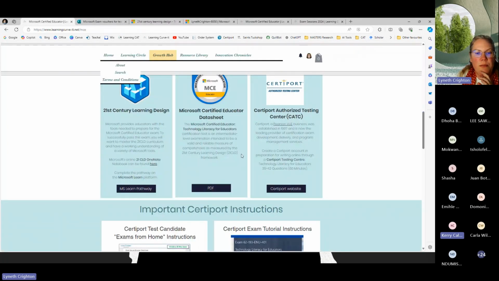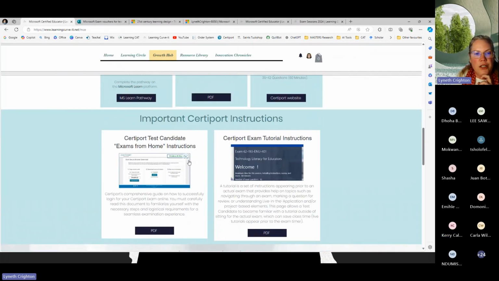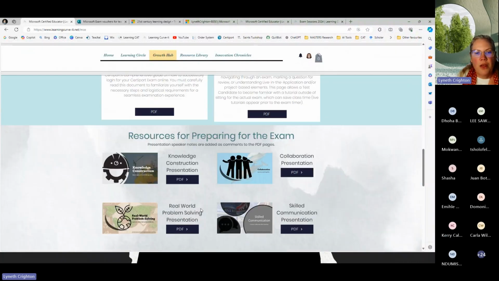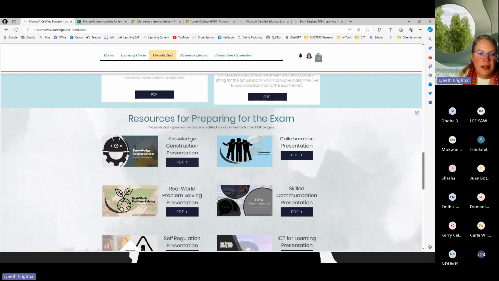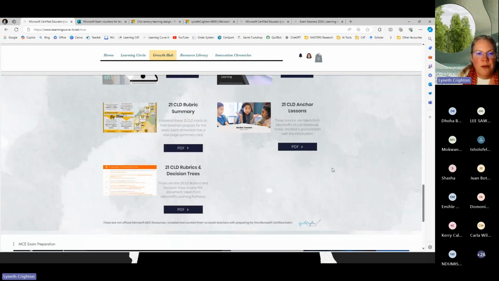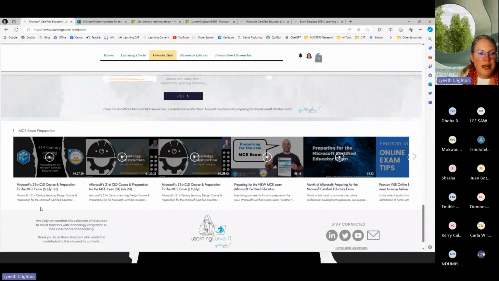If you're on this website and you go down, there are further instructions on how to take a Certiport exam, which you will need to go through should you choose to write the exam online. And there is the presentation that I've done, one for each learning rubric, and you can download the PDF, and you can download Microsoft's decision trees. After today, these are last year's courses, but I will load today's one and remove last year's.